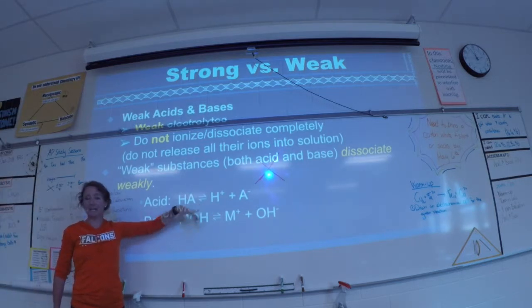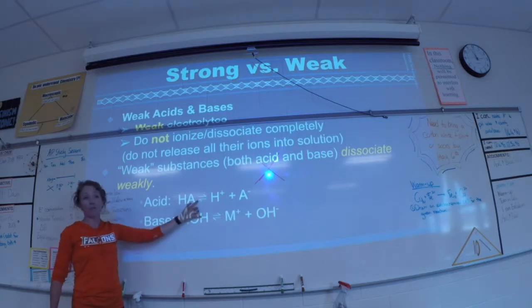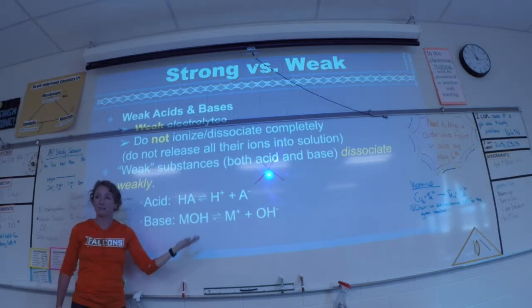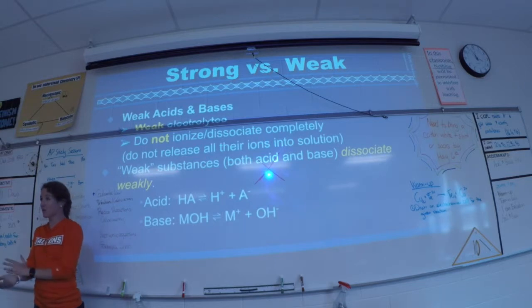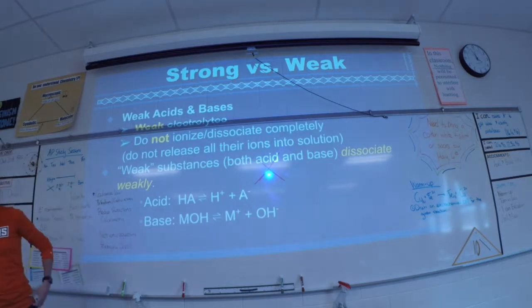So an easy way to identify if it's strong or weak is by the arrow. If it's equilibrium, it's weak. If it's a full arrow, it's strong. Because weak ones do not ionize all the way, and they would only be classified as weak electrolytes.